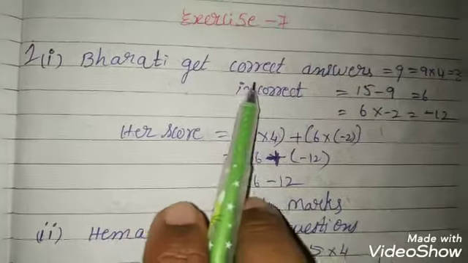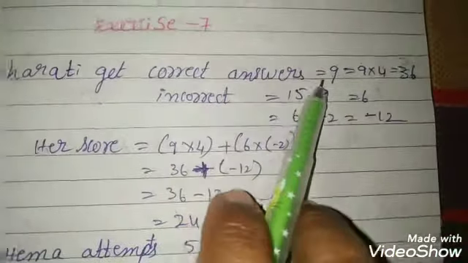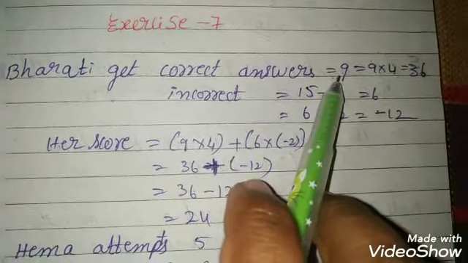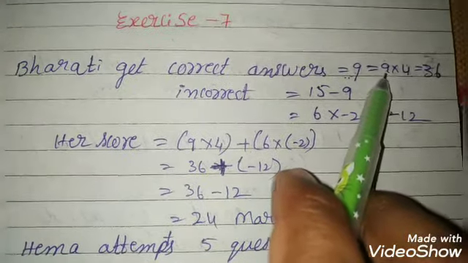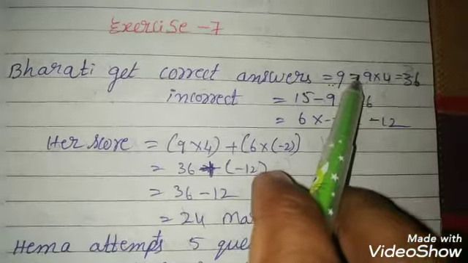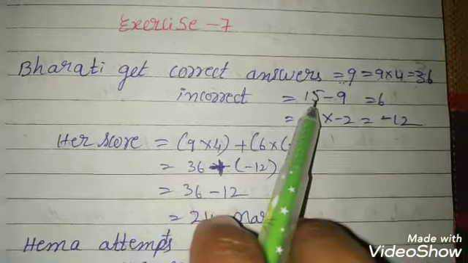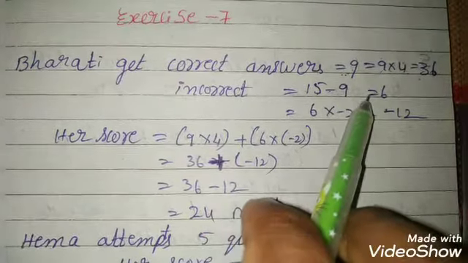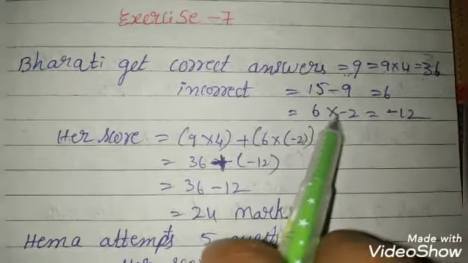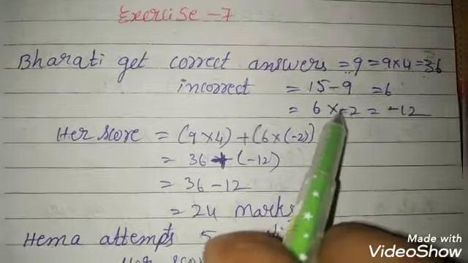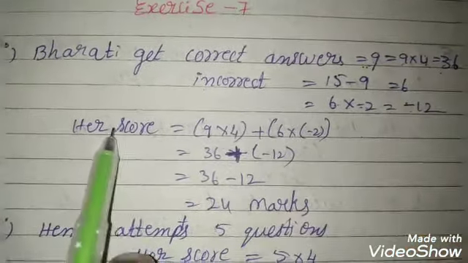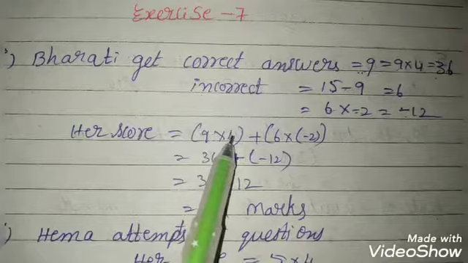Bharati gets correct answers 9. Every correct answer carries 4 marks. Okay, 9 4s are 36 marks. But incorrect answers: 15 minus 9 is equal to 6. 6 into minus 2, 6 2s are 12. Her score is 9 4s are 36.